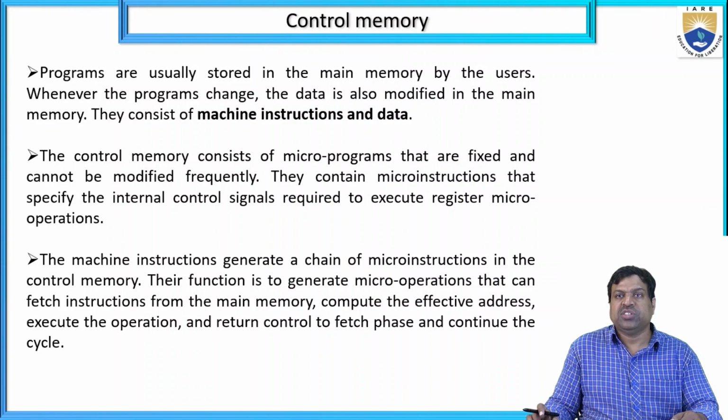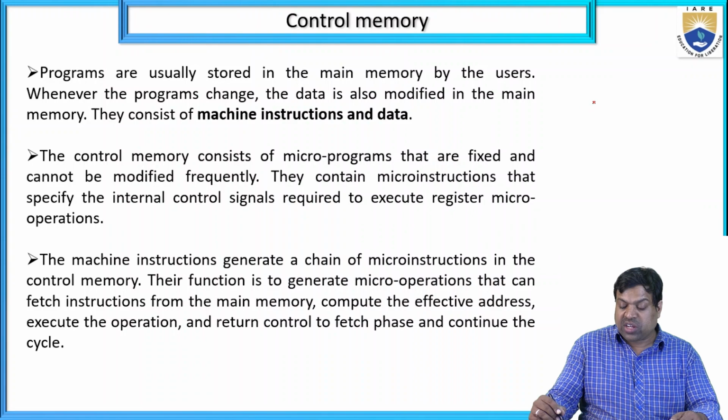The main memory consists of machine instructions and data. The control memory consists of microprograms that are fixed and cannot be modified frequently. They contain micro instructions that specify the internal control signals required to execute register micro operations. The machine instruction generates a chain of micro operations in the control unit. Their function is to generate micro operations that can fetch instructions from the main memory, compute the effective address, execute the operation, and return control to the fetch phase and continue the cycle.